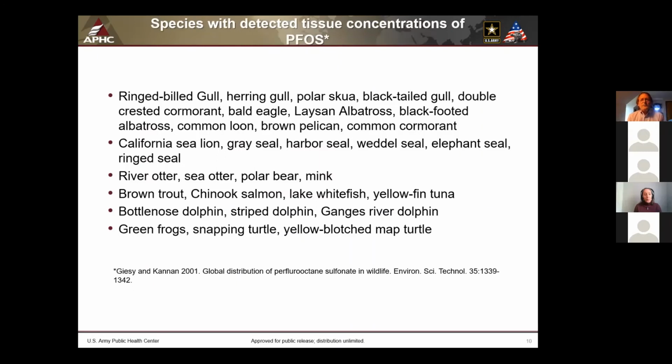And so species with detected tissue concentrations of PFOS, perfluorooctanesulfonate, include a lot of gull species. Like there's some listed there for birds at the top, seals, marine mammals, including polar bear, mink, brown trout. I'm not going to read them all, but you get an idea. As I mentioned, it really is quite circumpolar.